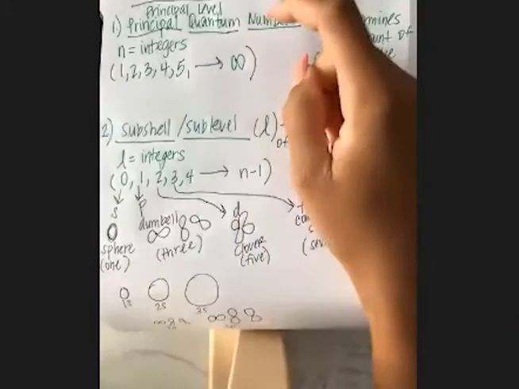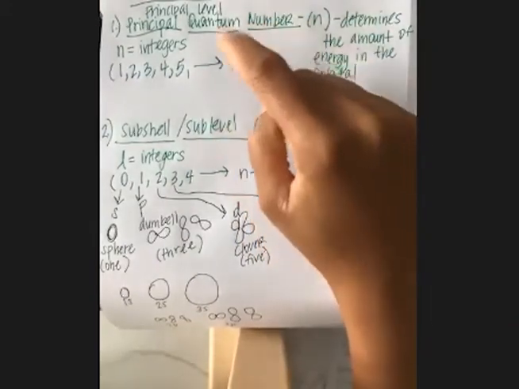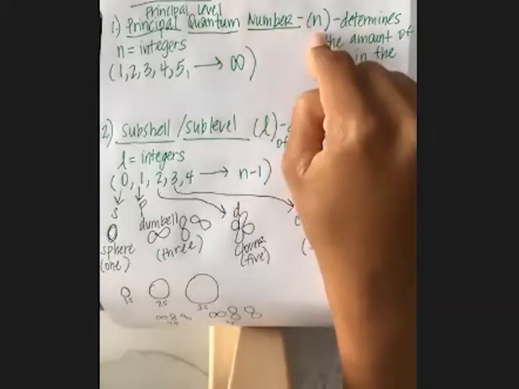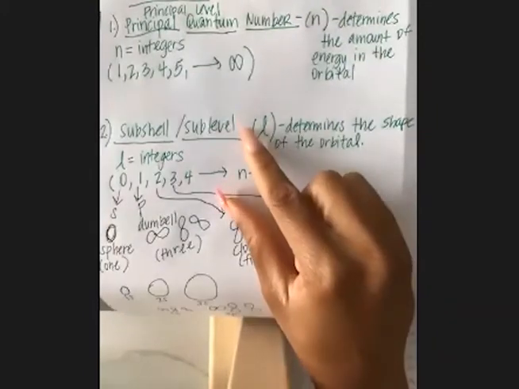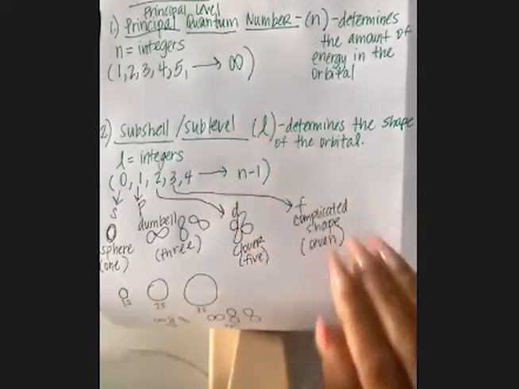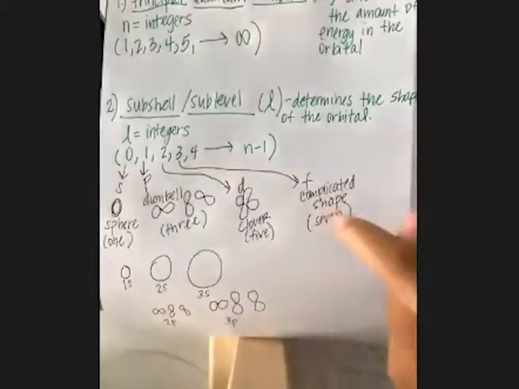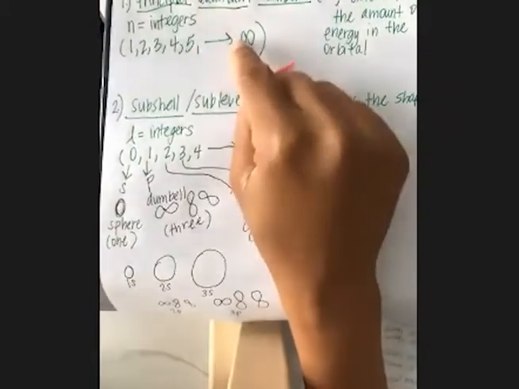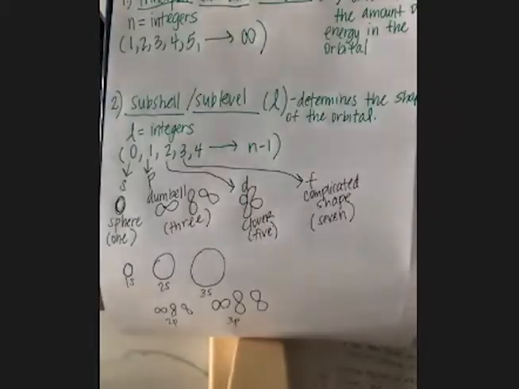The two different quantum numbers that we need to know in this class are the principal quantum number, which we describe as n, and the second one is the sublevel or the subshell, which we describe as L. We're going to use letters for L and numbers for n. If you're taking notes, grab a whole new sheet of paper, and I'm going to draw out a little diagram or table for you.